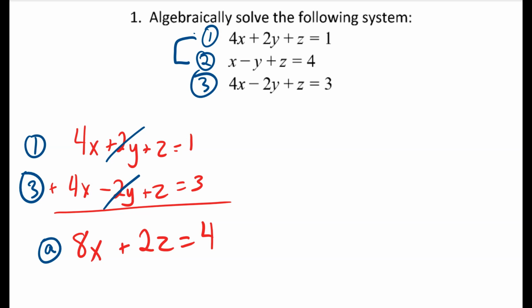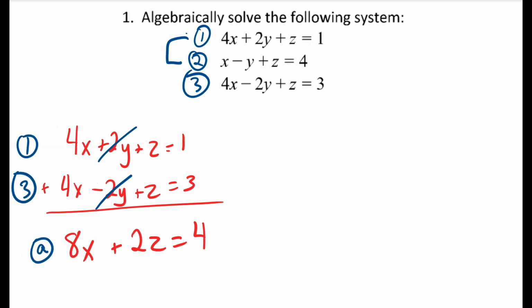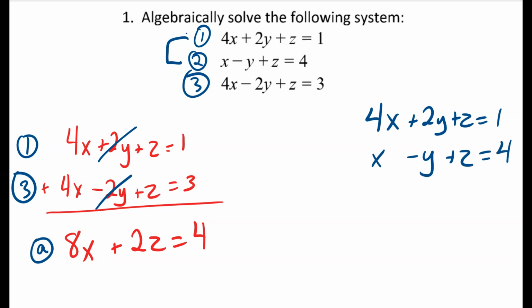However, if I'm looking at equation 2, let's say I've got 4x plus 2y plus z equals 1, and x minus y plus z equals 4, I notice if I were to add these, my y terms don't cancel yet. But if I did have a negative 2 in front of that y, then when I added it to 2y, I would have them cancel. So all I'm going to do is I'm going to multiply that second equation by 2. That way I would have a negative 2 out in front of my negative y.